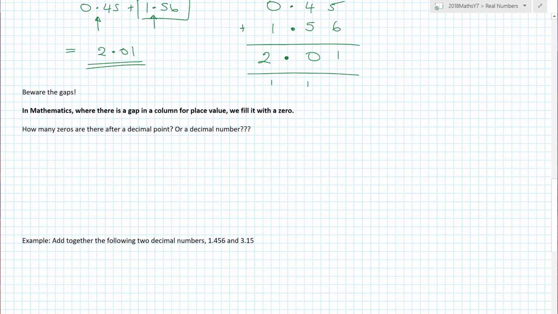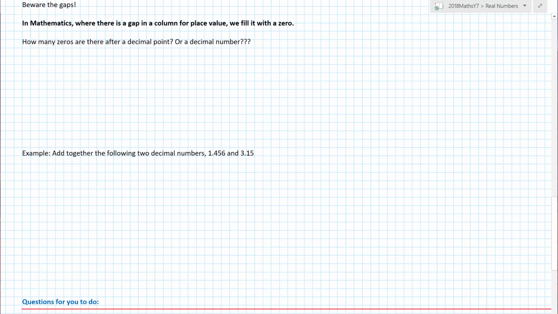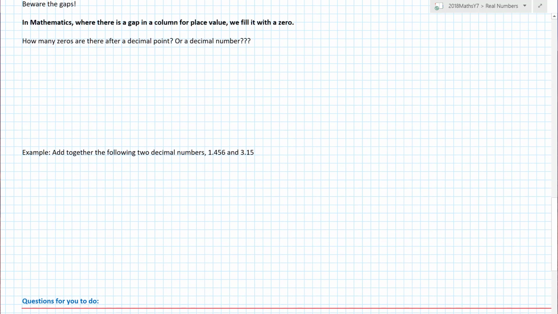Right, in mathematics, where there is a gap in a column for a place, we fill it with a 0. All right, so let's have an example here. If I have the number 1.6, actually that can be rewritten as 1.60. They are the same number. 1.600, the same. 1.6000, the same. 1.6000000000000. I could keep going writing zeros, and that number will not change.